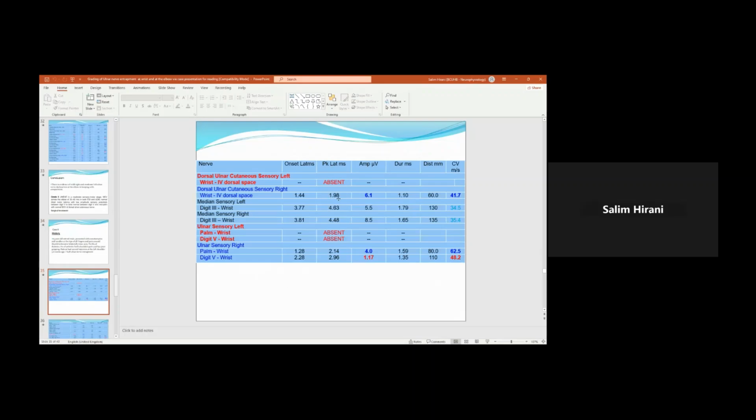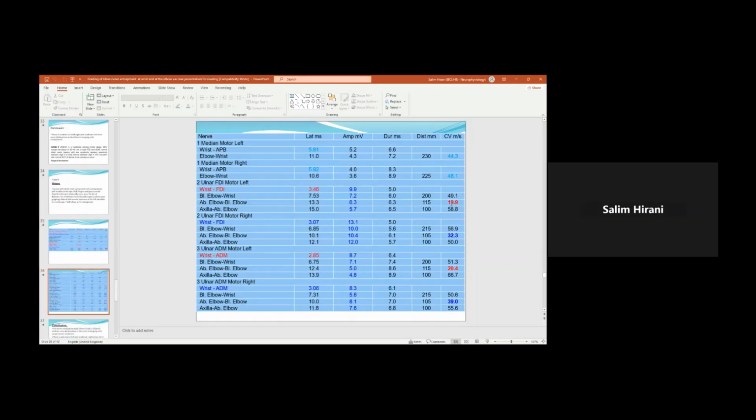median nerve amplitude is normal, and conduction velocity is slightly slow, and the ulnar nerve is absent on the left side. The right is low amplitude; with digit 5 to wrist slow, but palm to wrist was normal. So the mid palm has some problem, and amplitude is also low. Then we did the dorsal ulnar, which is also absent on the left side, but on the right side it is normal with slow conduction velocity.